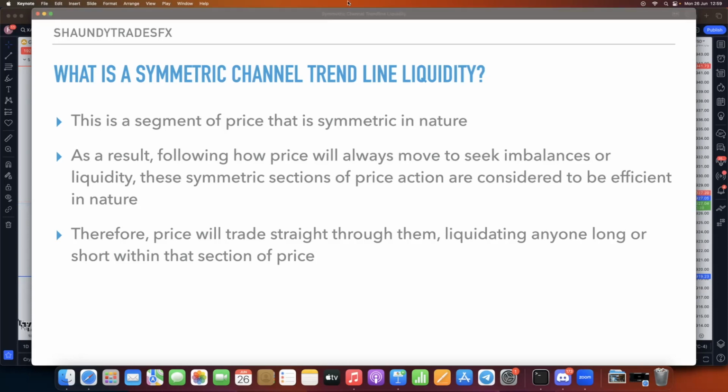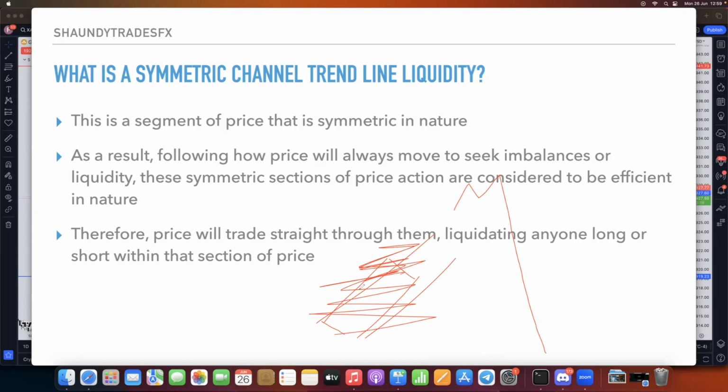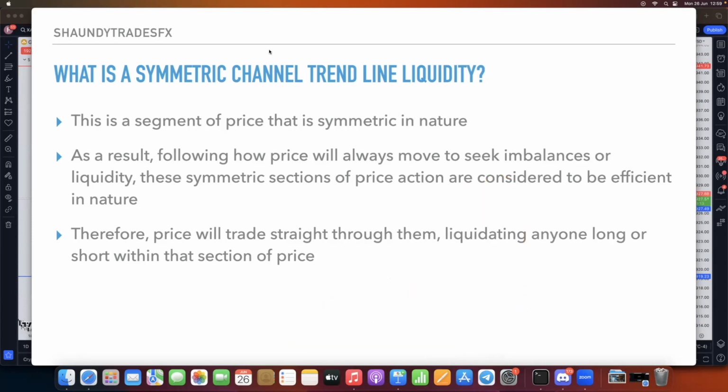Consider it like this: here's a range of price inside these two trend lines, up and down. Price sees that as an efficient area of price action, therefore it can easily trade through it, because price is going to ignore efficient price action. It's going to view that as nothing there, and price will just trade through it to the next liquidity pool. Let's look at some examples. It's a bit complicated to draw, but once you get it, you get it.